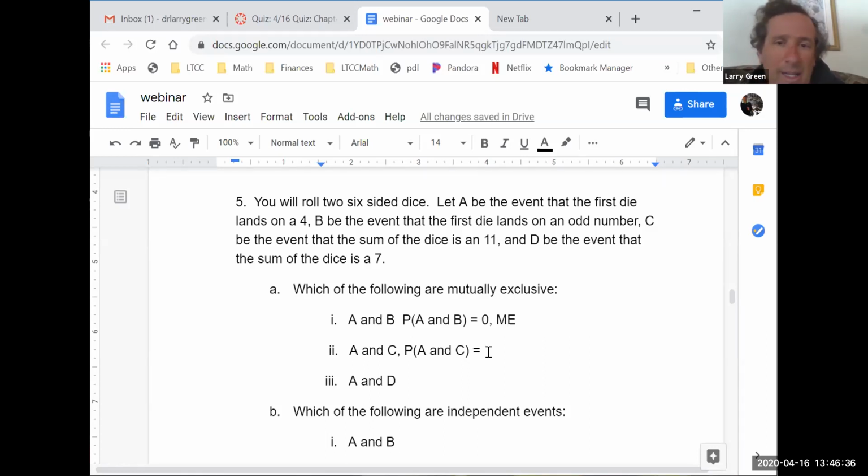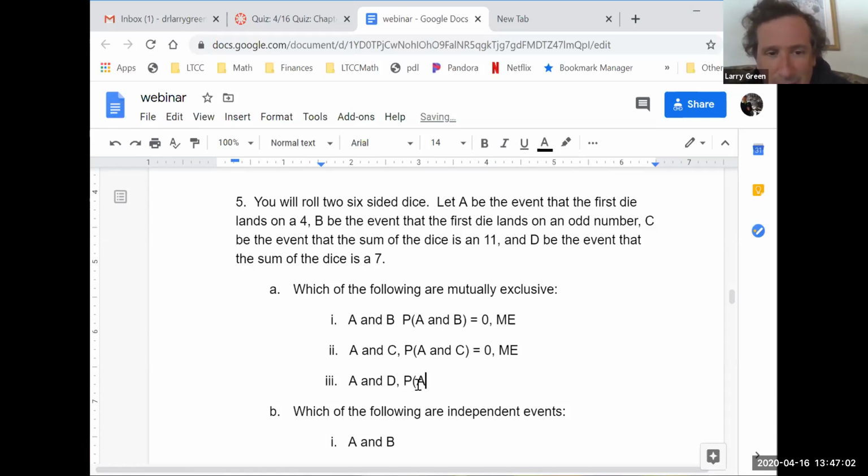Okay. Well, if the first is a 4 and the sum is 11, what must the second one have been? A 7. Can you roll a die and get a 7 on a single die? Yeah, it's not possible. That's 0, so that's also mutually exclusive. Any questions on that? Let's do A and D.